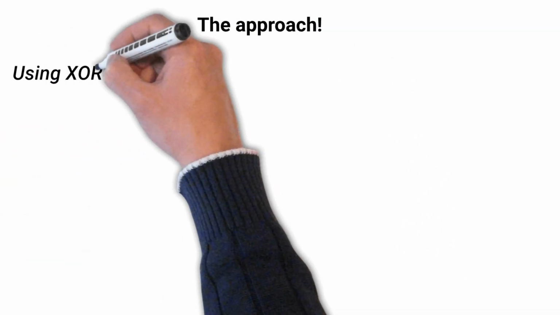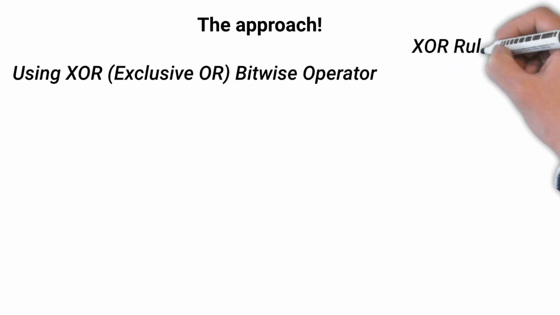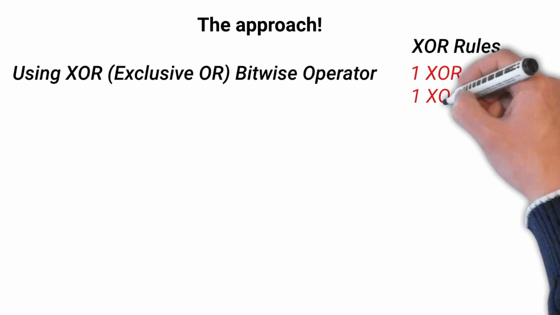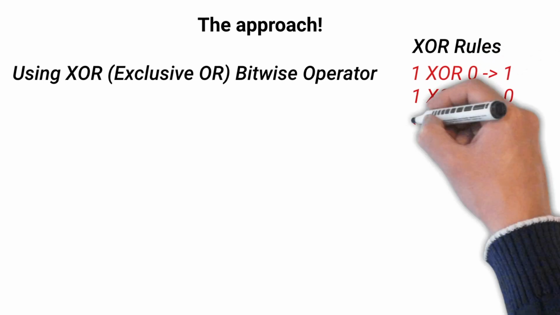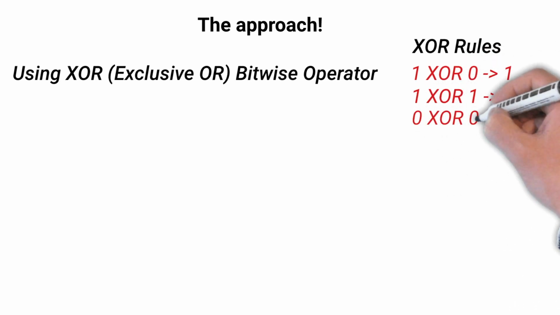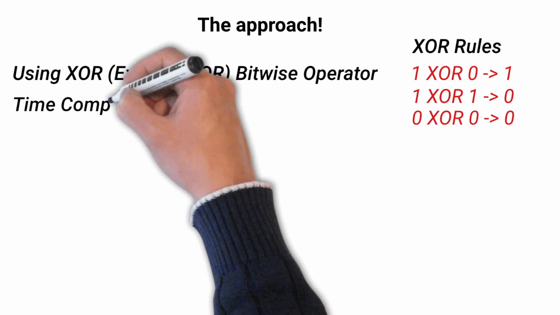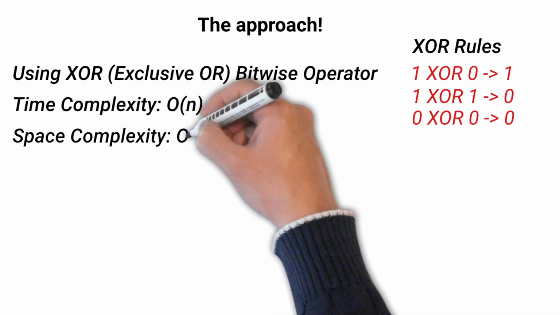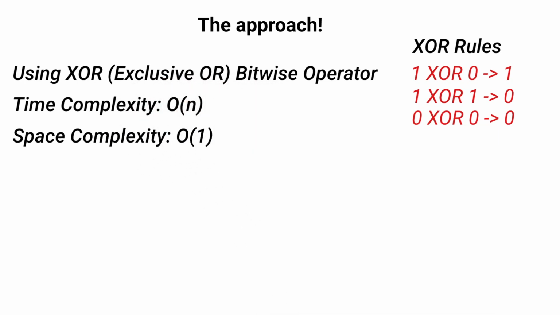The approach that we're going to be taking today is using the XOR bitwise operator, and it has 3 simple rules. 1 XOR 0 is equal to 1, 1 XOR 1 is equal to 0, and 0 XOR 0 is also equal to 0. The time complexity of the solution is going to be O(n), with a space complexity of O(1).